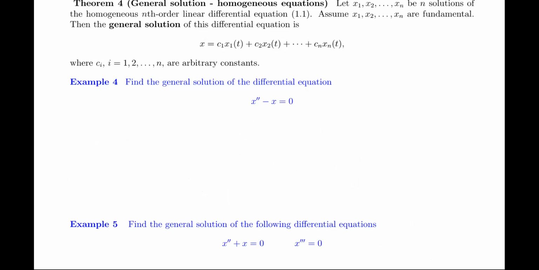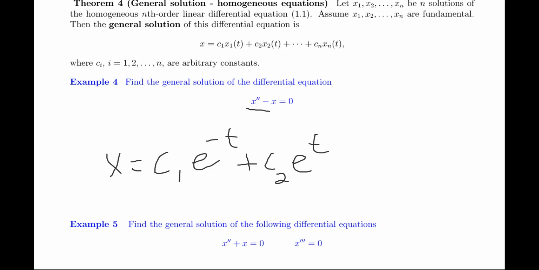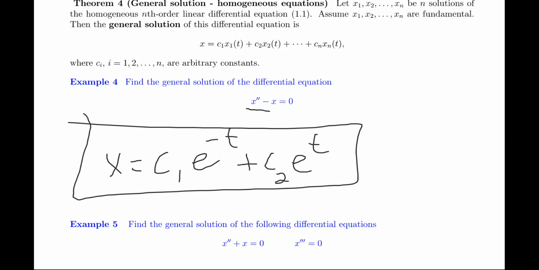Then, since this is a second order linear differential equation, we have two solutions. Then our general solution is just the linear combination of these two functions. And this is our general solution to the linear differential equation x double prime minus x is equal to 0. All right.